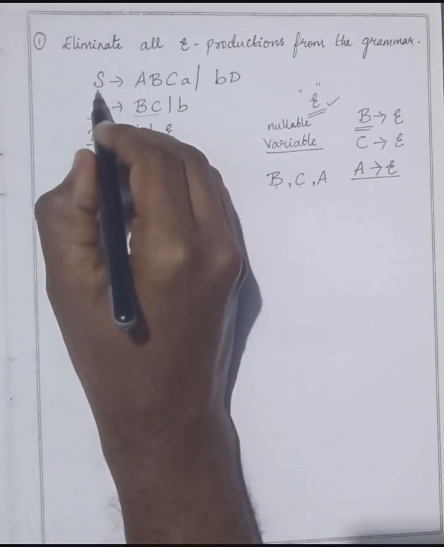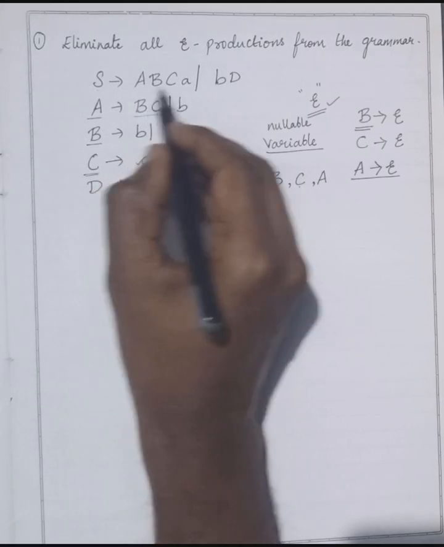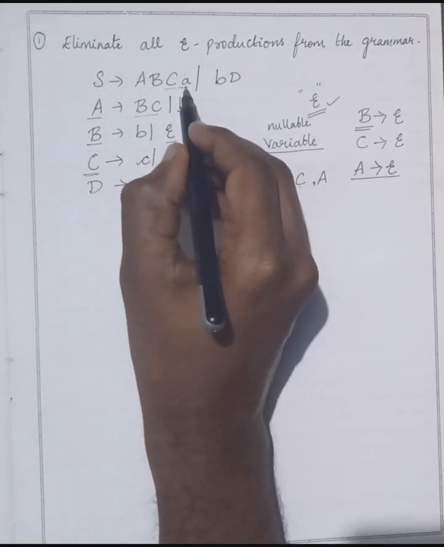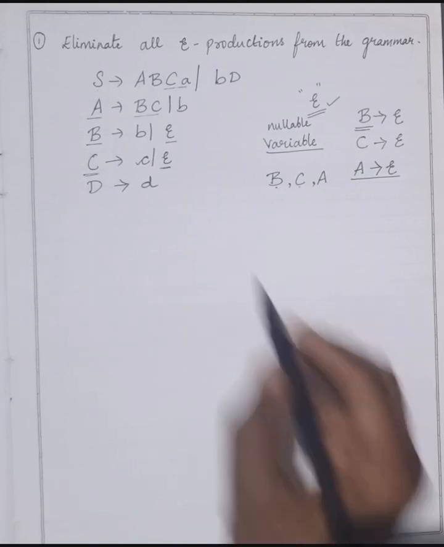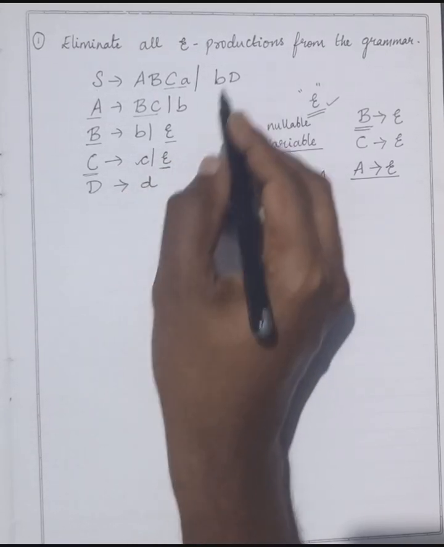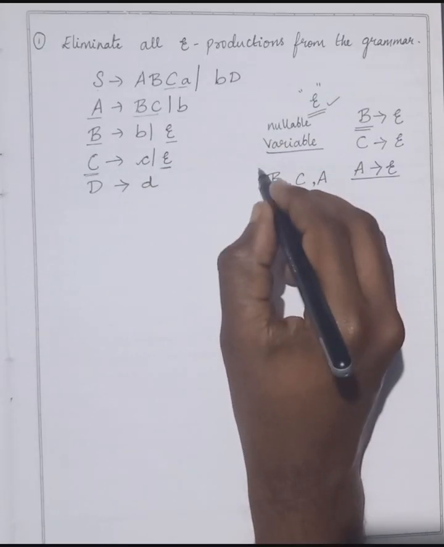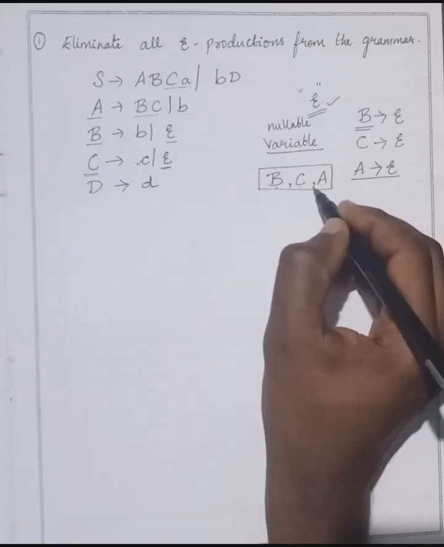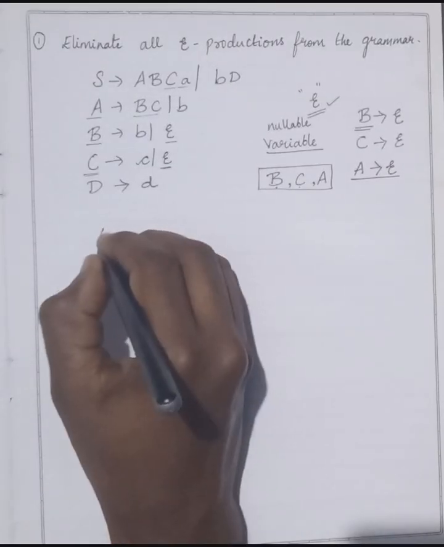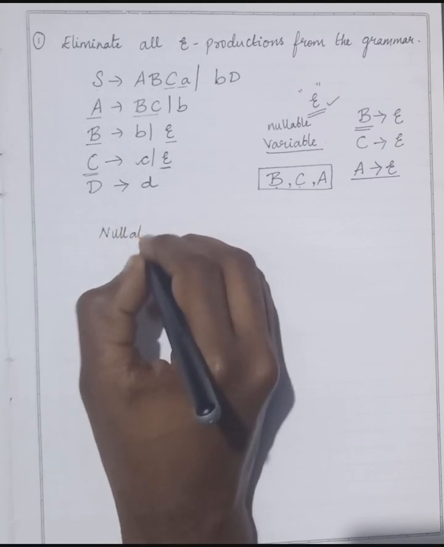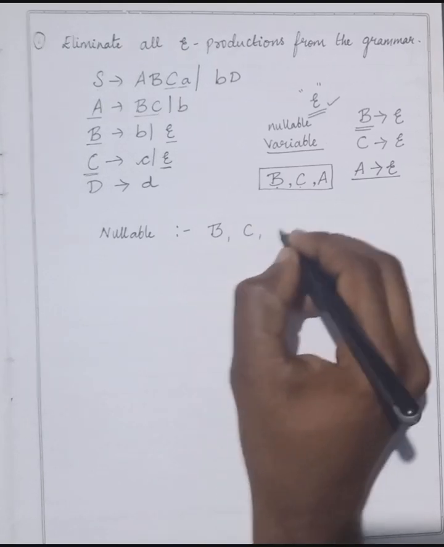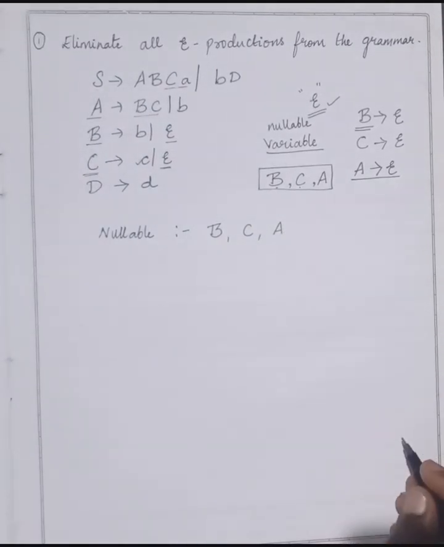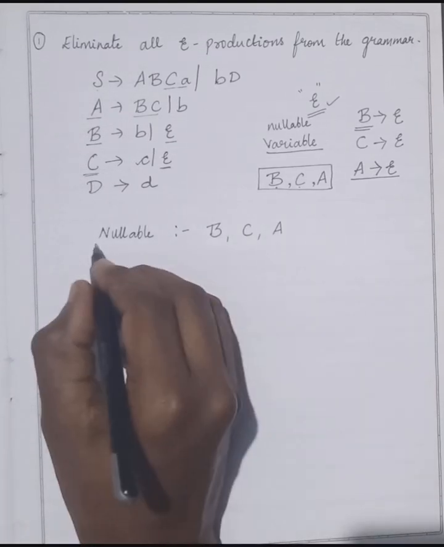But we can't take S, because if you substitute epsilon for A and B, there is still C and A, so it does not stop at epsilon. The same way, no other variables do that. So we'll take only these three variables as nullable. Before starting, we should be very clear which are nullable, directly and indirectly. In our case, A, B, C are the three variables, or non-terminals, that are going to become nullable.